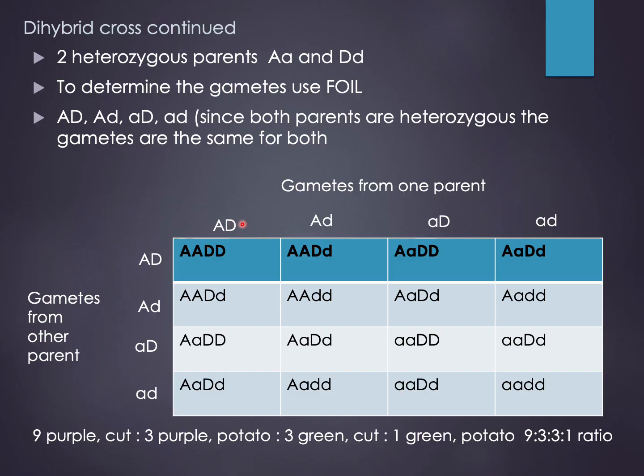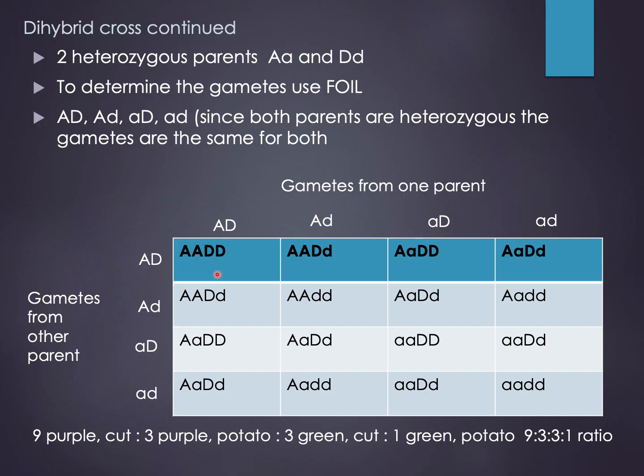In dihybrids, you're going to have a total of 16 boxes. So you put your gametes for one parent across the top, gametes for the second parent along the side, and complete your Punnett square. Keep the same letters together. Don't mix them, like AD. So here you wouldn't go capital A, capital D, capital A, capital D. That will get very confusing. Keep the same alleles together so it's easier for you to look at it.